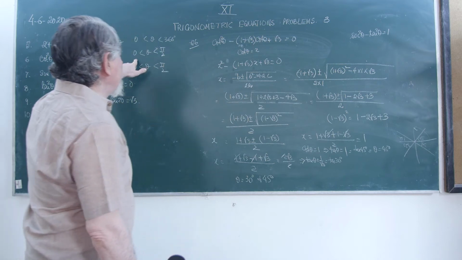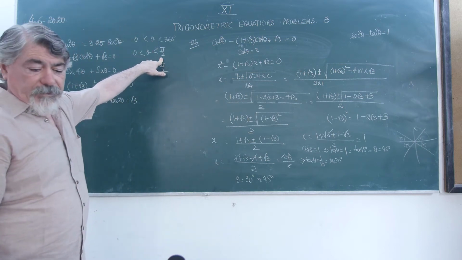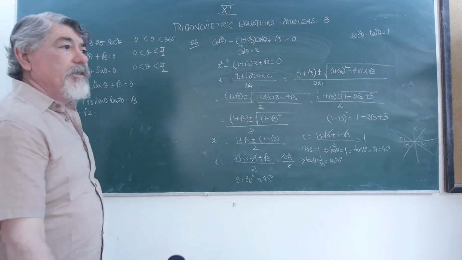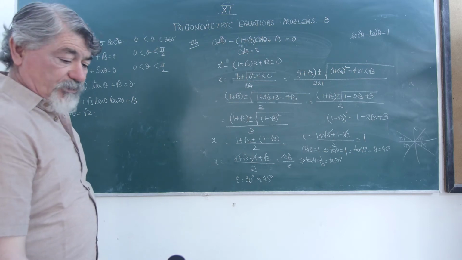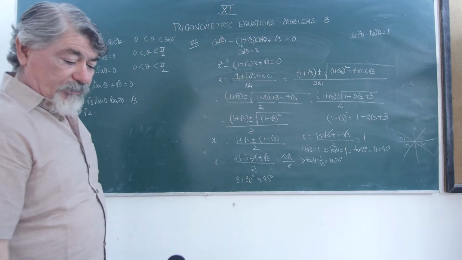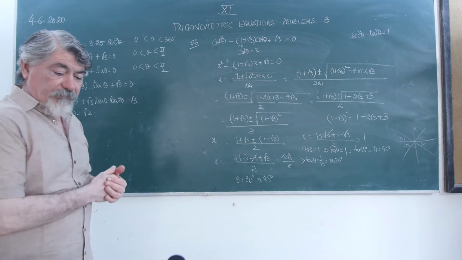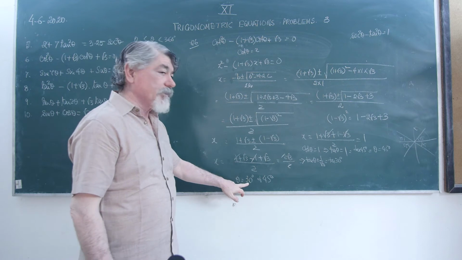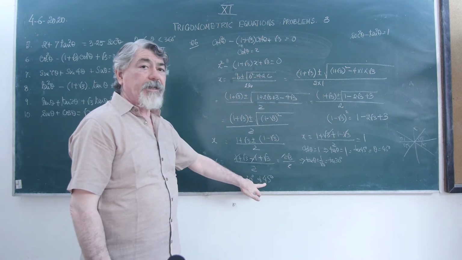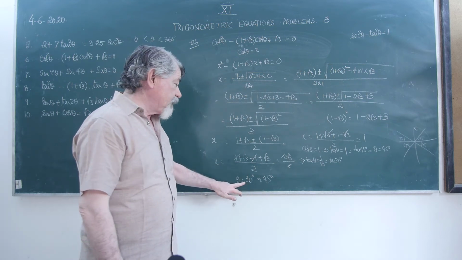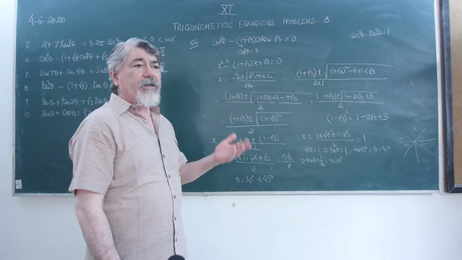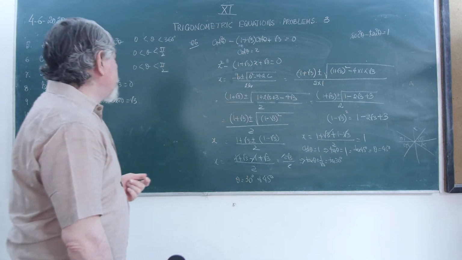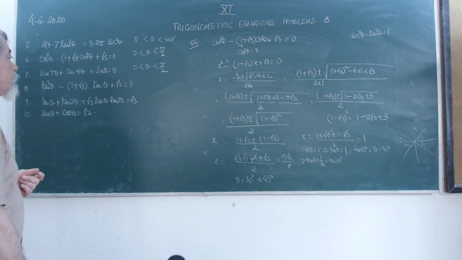Which are the values between 0 and pi by 2? Any value beyond this I cannot take, beyond 90. So the only possible values are pi by 4 and pi by 6. This is pi by 6 and this is pi by 4. There are two possible values. You can write them as it is, or you can write them in radians. It does not matter. Now let us see the seventh sum.